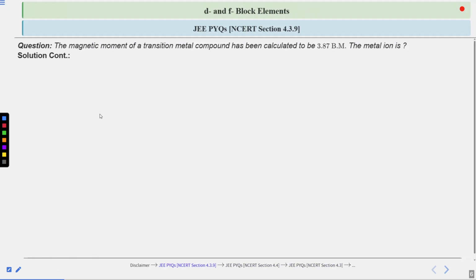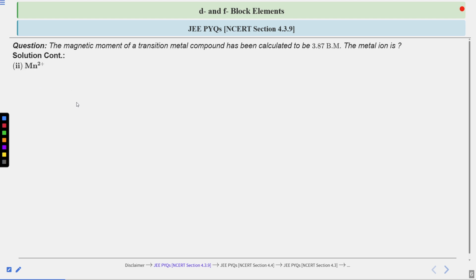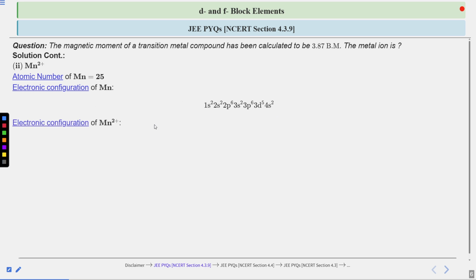Now let's solve for manganese 2 positive. Similar steps: you have to know the atomic number of manganese, that is 25. Now, the electronic configuration of manganese you have to write, which is given by 1s2, 2s2, 2p6, 3s2, 3p6, 3d5, 4s2. Now, we have to write the configuration for manganese 2 positive. 2 positive means 2 electrons will be removed. That means from this 4s2, 2 electrons will be removed. The remaining configuration will be 1s2, 2s2, 2p6, 3s2, 3p6, 3d5. You can also write it as argon 3d5, 4s0.